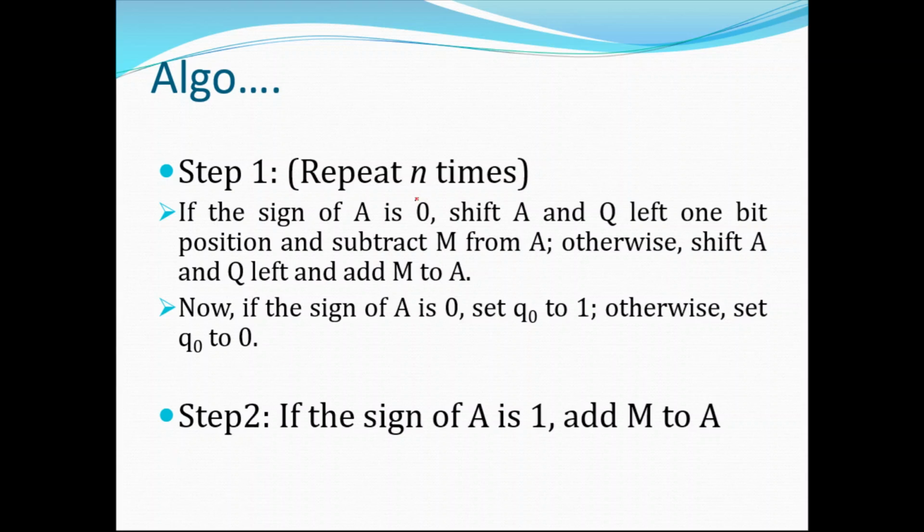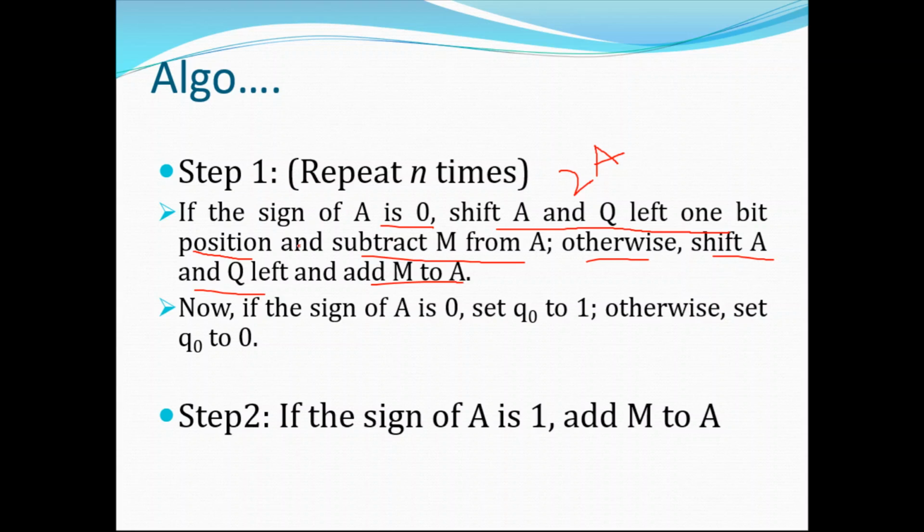If the sign of a is 0, shift a and q left one bit. Shifting is nothing but 2a. When you shift, previously a, it becomes 2a, okay? When the sign is 0, subtract m from a. Otherwise, if the sign is negative, then shift a and q, shifting is nothing but 2a, and add m to a, okay?